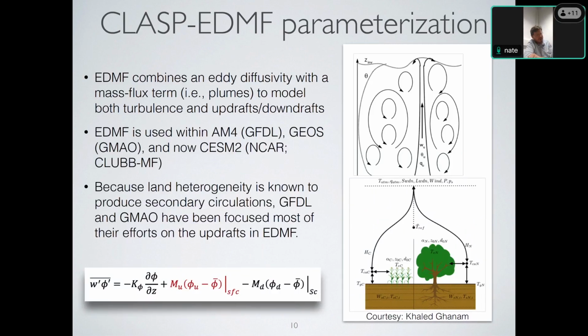Because land heterogeneity is known to produce these secondary circulations, GFDL and GMAO are focused their efforts on the updrafts within EDMF. So a little bit different than the CLUBB approach. The CLUBB approach was trying to focus on the surface boundary conditions to affect the turbulence, that eddy diffusivity. And what the EDMF approach at GFDL and GMAO was really, let's play around with the plumes, and let's see if we can have the surface heterogeneity inform those plumes. Next slide.